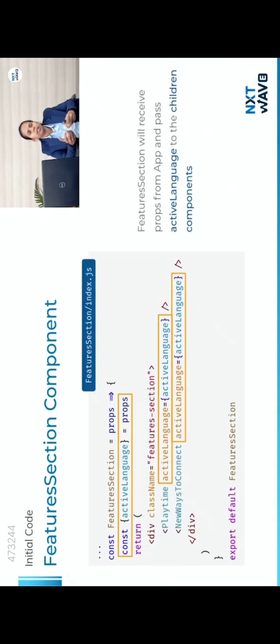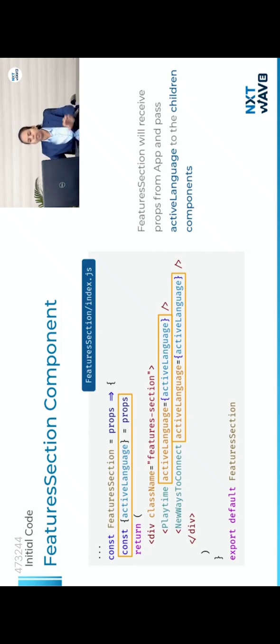Now the next thing is the feature section. Even in the feature section, we are accessing the active language from the props, and then you can see here we are just having playtime and new ways to connect. So we are just passing this active language to the playtime and the new ways to connect components as props. So the feature section is receiving the active language as a prop from the app component, and it's passing this active language to the playtime and new ways to connect. So I have given you a brief understanding about the code that is present in the various components.